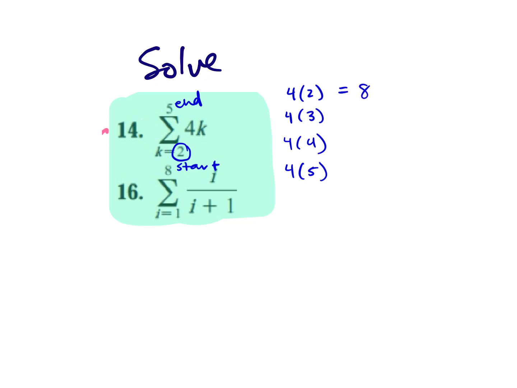So 4 times 2 is 8. 4 times 3 is 12. 4 times 4 is 16. 4 times 5 is 20. So when we add all of these up together, since our summation means to add, we would get 56.